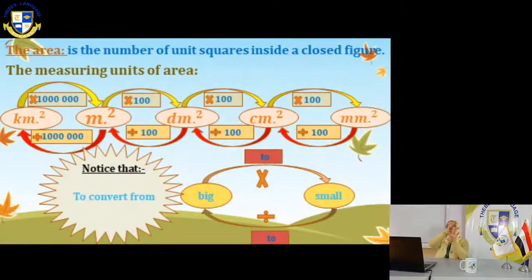Double the zeros. From squared decimeter to squared centimeter, 100 also. From squared centimeter to squared millimeter, 100. And so on. If we want to convert from small to big, divide. From big to small, multiply. Okay? And now we have an important point, we must study it hard.